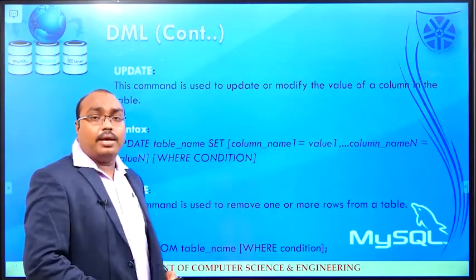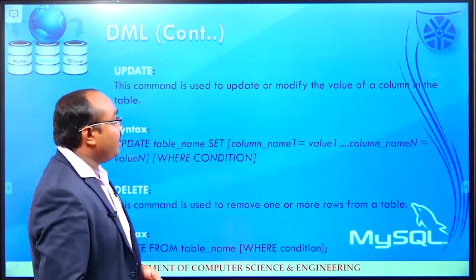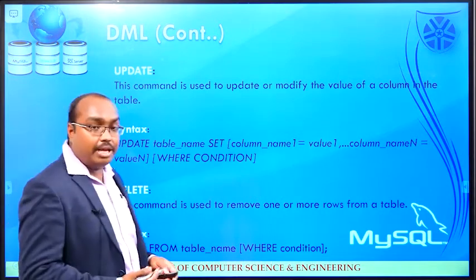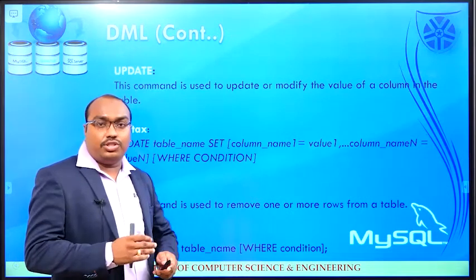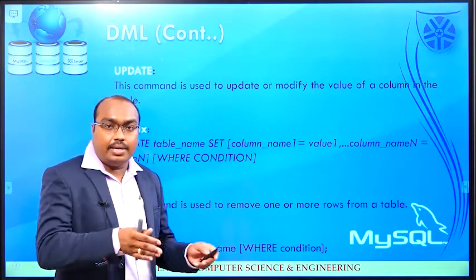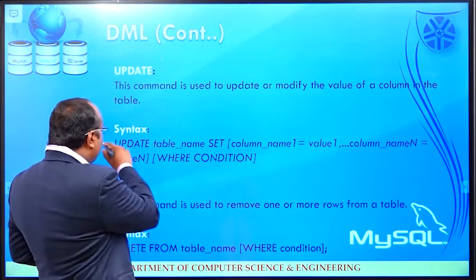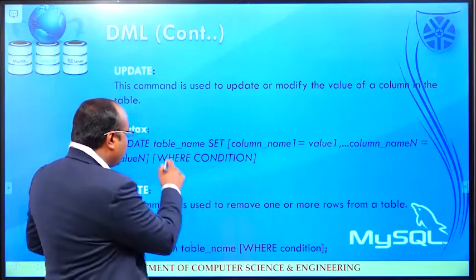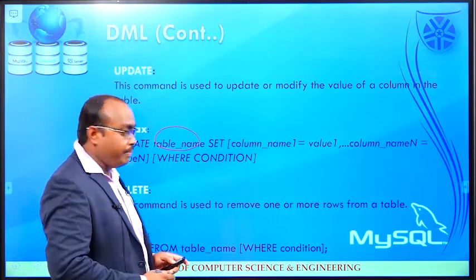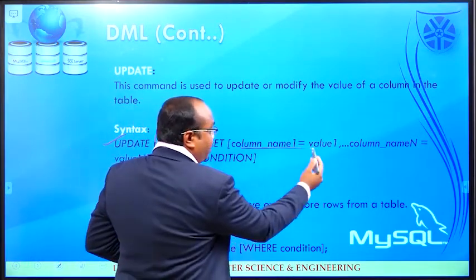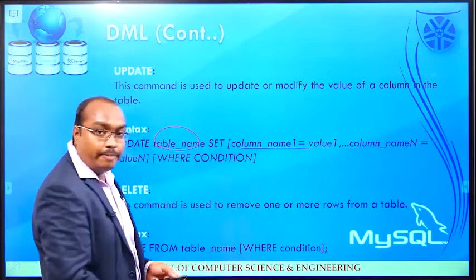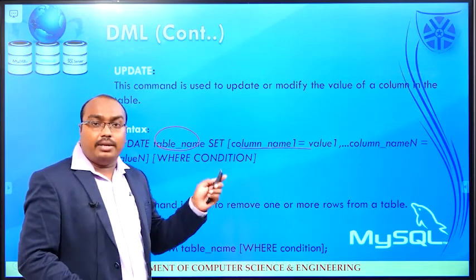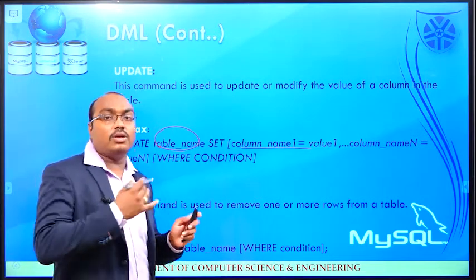And the next command, update command. The update command is used to modify the values of the columns in the table. This update command is used to change the data in the table. This is the syntax for the update command: update table name. Here we have to mention our table name. Set column name equal to value and so on. In this update command we can update a single column or more than one column.